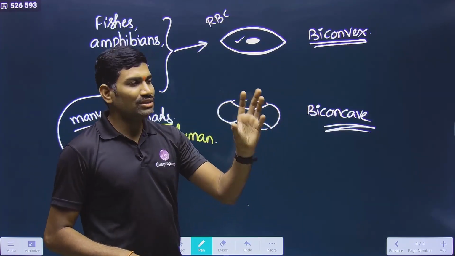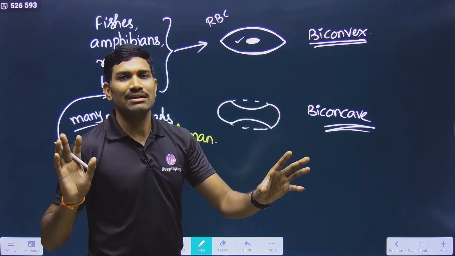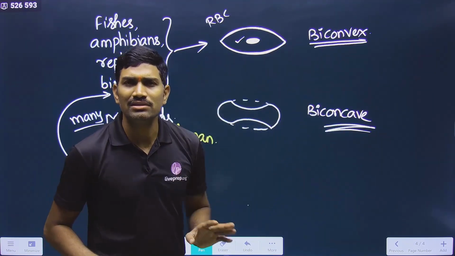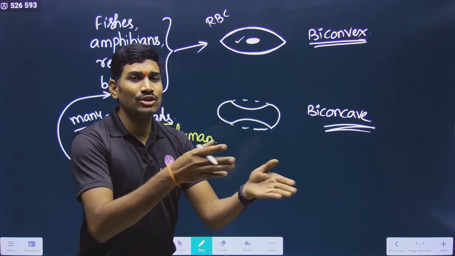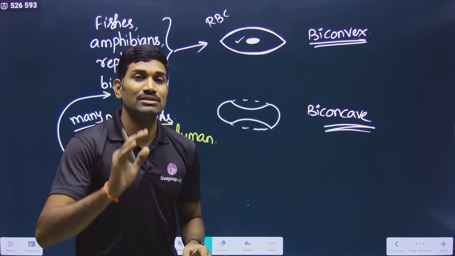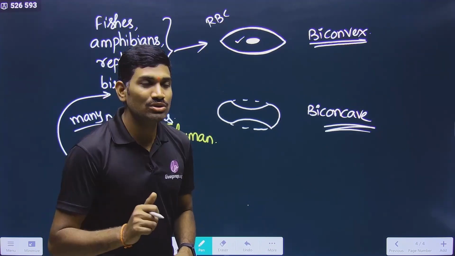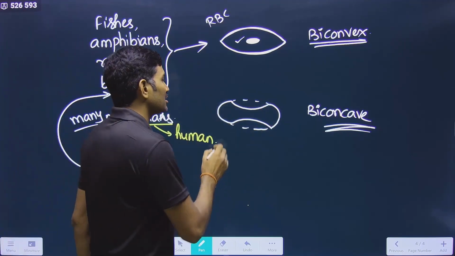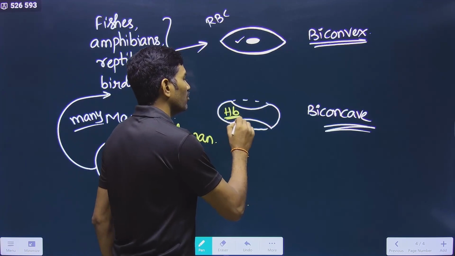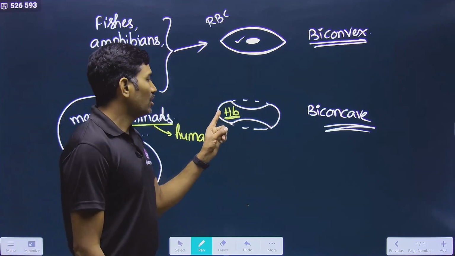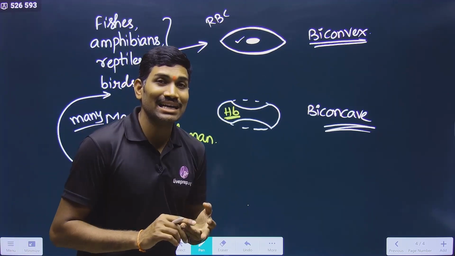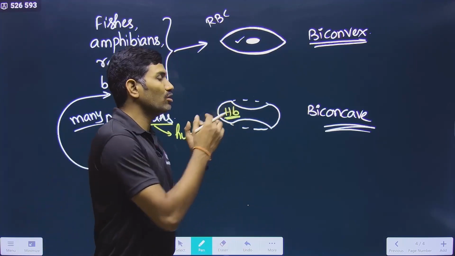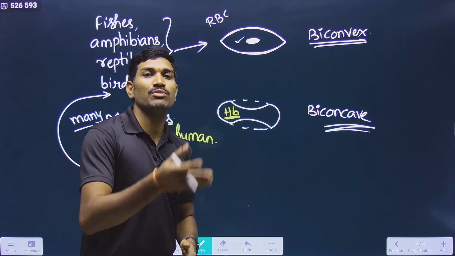For the survival of these many days, whatever proteins are required, it will produce all the proteins. Once these proteins are present, it can survive for those many days. That means technically that the nucleus and other organelles are not required. So that's why it is losing them. Upon losing this, a space is created. In that space, it can accommodate more and more hemoglobin. Please understand this. It is losing the nucleus and other organelles so that it can accommodate more and more hemoglobin. If more hemoglobin is accommodated, it can transport more oxygen.